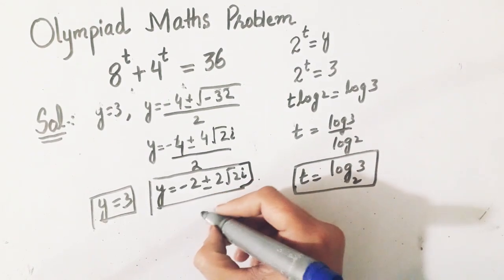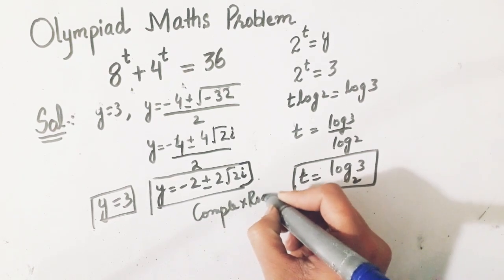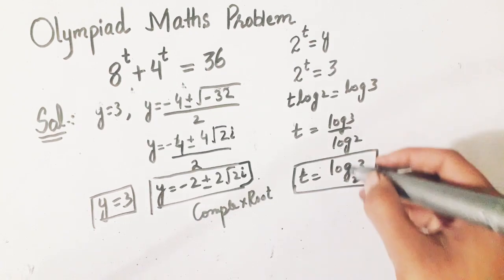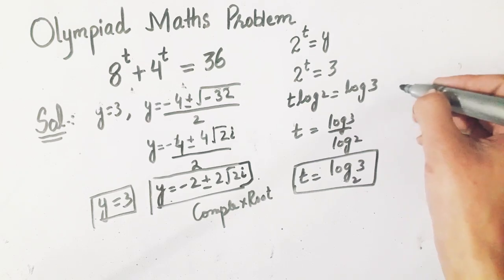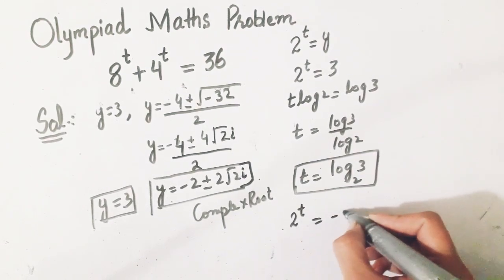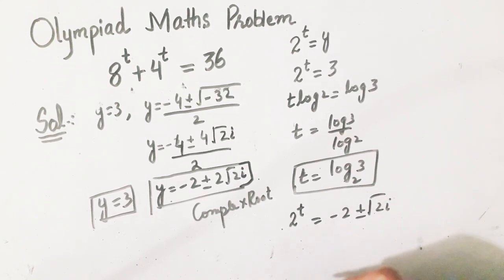And this is the complex root. So for the complex root you have to find the value of t. So we will just write y equals 2 raised to power t and get it equals minus 2 plus minus root 2 iota.